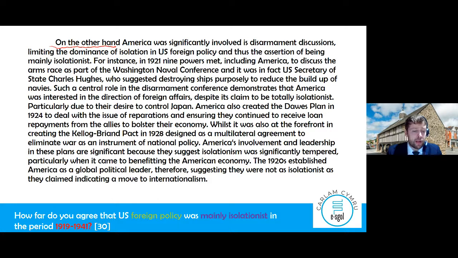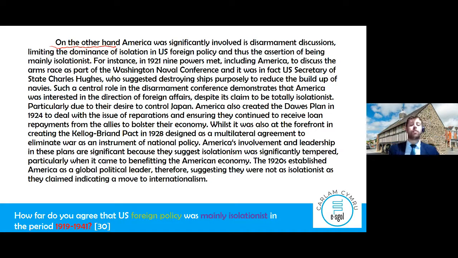America also created the Dawes Plan in 1924 to deal with the issue of reparations and ensuring they continued to receive loan repayments from the Allies to bolster their economy. While it was also at the forefront of creating the Kellogg-Briand Pact in 1928, designed as a multilateral agreement to eliminate war as an instrument of national policy. America's involvement and leadership in these plans are significant because they suggest isolationism was significantly tempered, particularly when it came to benefiting the American economy. The 1920s established America as a global political leader, therefore suggesting they are not as isolationist as they claimed, indicating a move to internationalism. So that paragraph very clearly gives a different side of the argument, doesn't it?